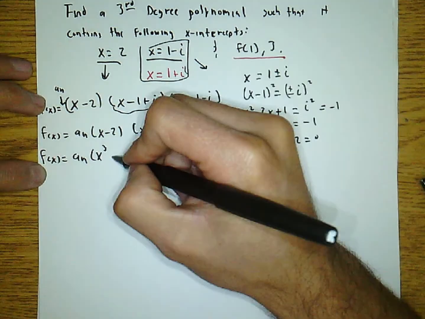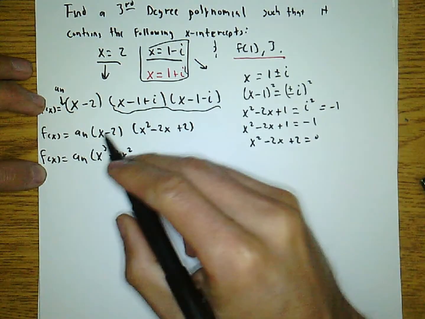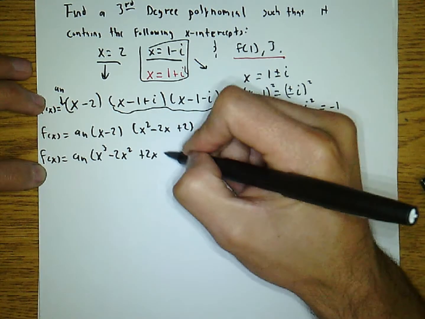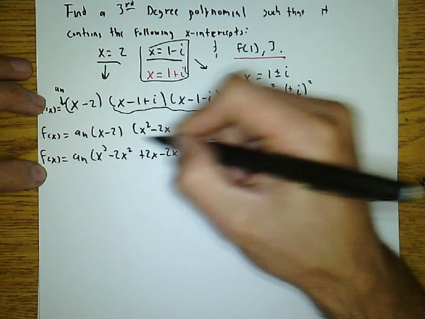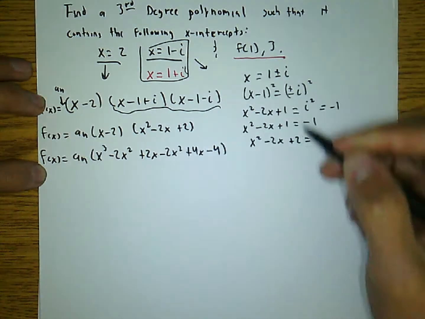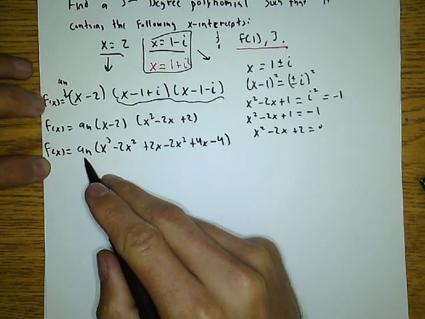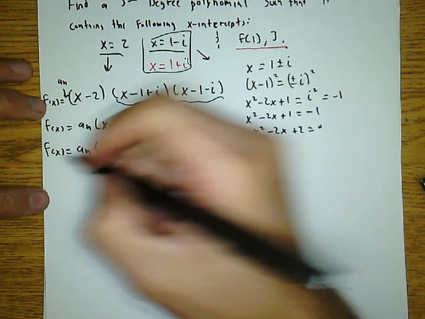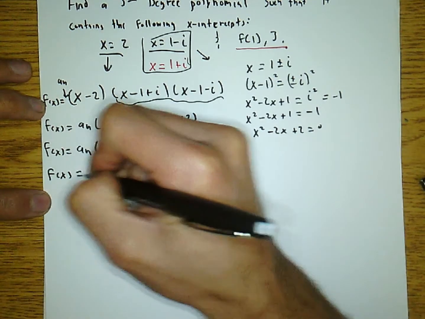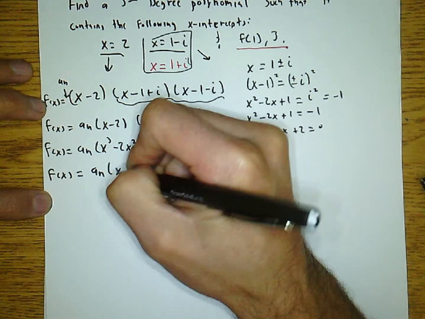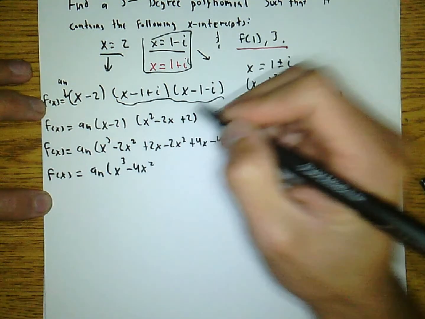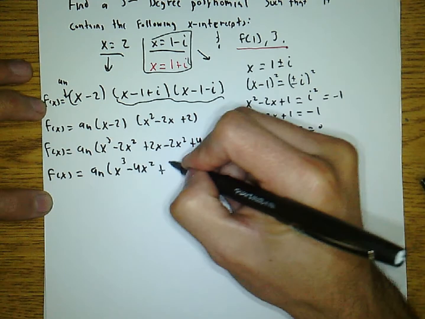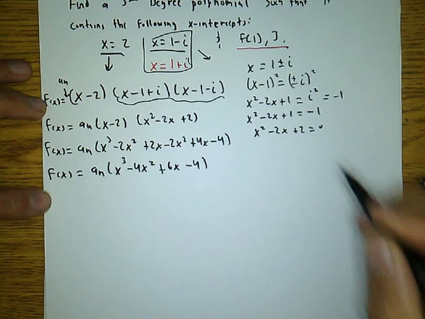X times negative 2x gives me a negative 2x squared plus a 2x minus 2x squared plus 4x minus 4. And I'm just going to leave that in there. I'm not going to actually multiply that here yet, but I am going to combine like terms on the inside of the parentheses. So I have x to the third. Let's see, I have minus 4x squared. I have a plus 6x and a minus 4.